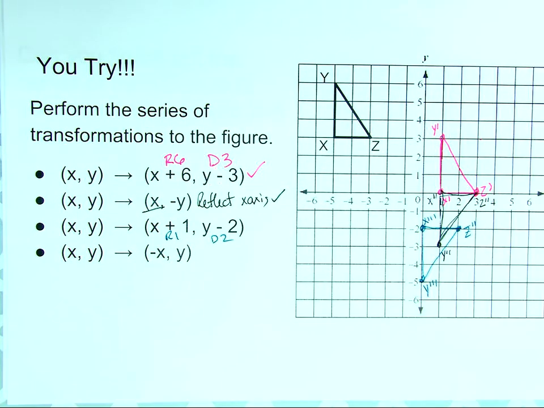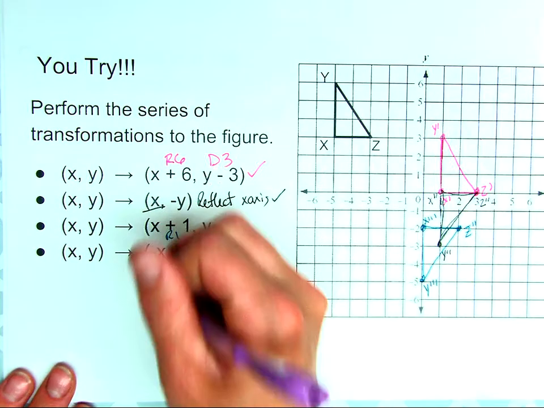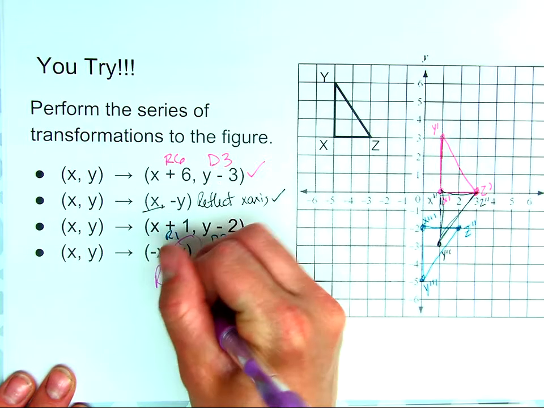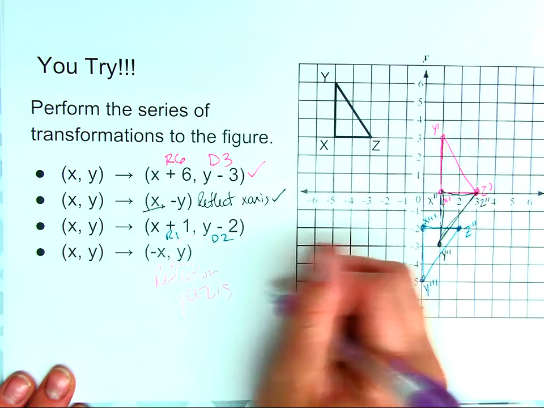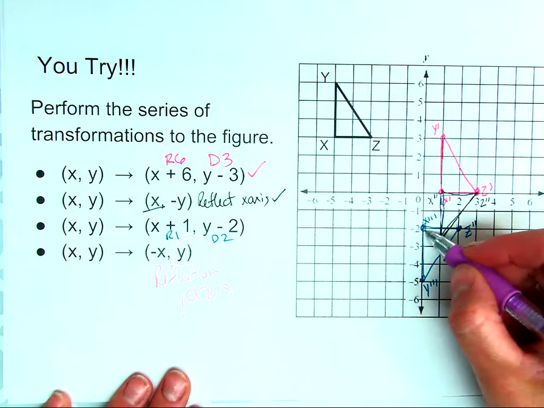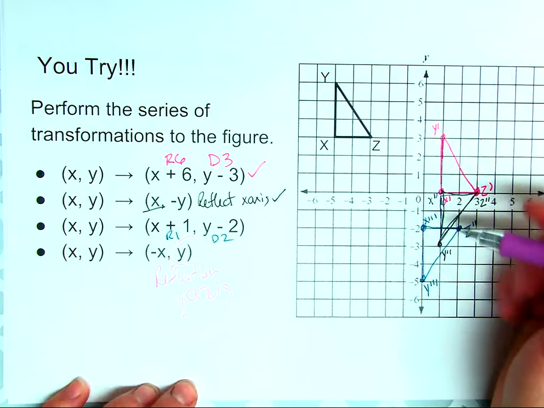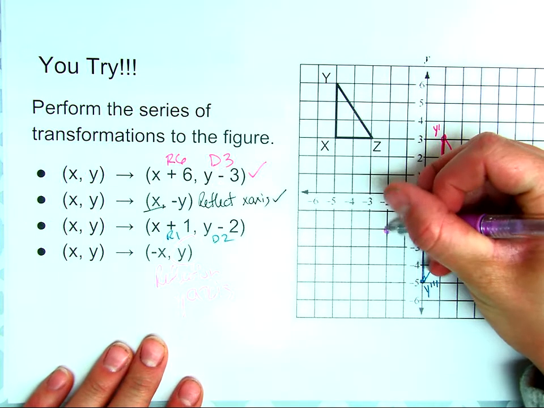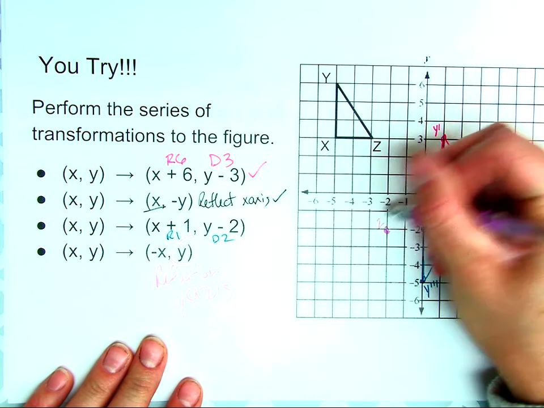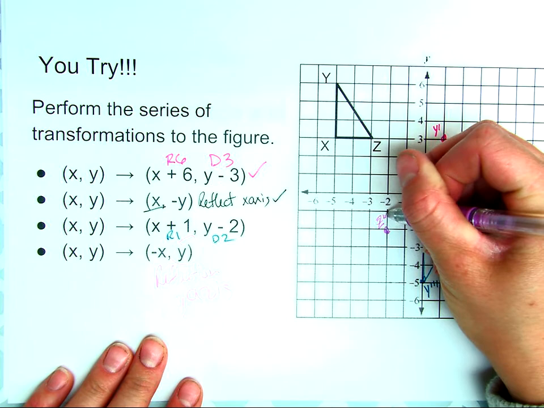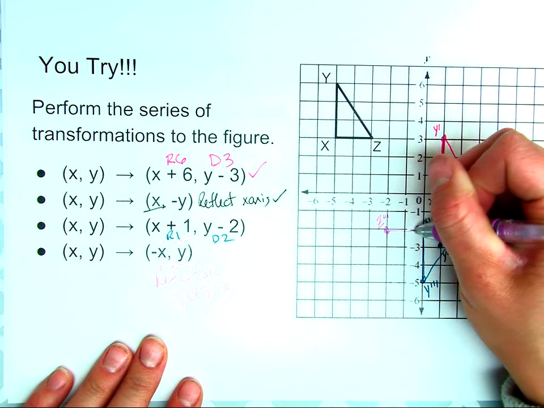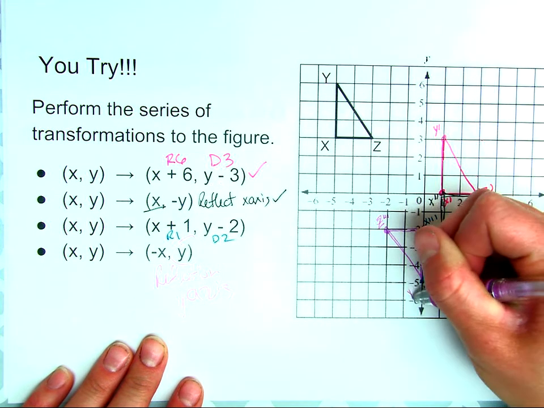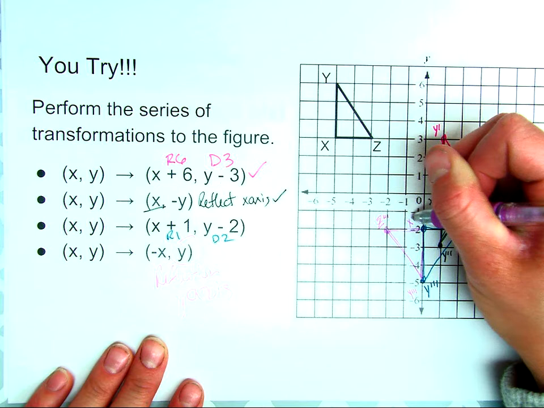And the last one is another reflection. Y stays the same, so that's over the y-axis, right? If I'm going straight across, that y-coordinate's not changing. Again, this one's nice and easy. It's on my y-axis, so I only have to reflect this point Z. Four prime. There we go.